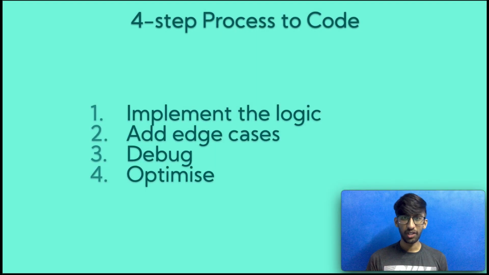To write the code for this, we'll be adopting this four-step process. First, we'll implement the logic, then add conditions for checking the edge cases, then debug if there are any errors, and optimize. It is perfectly okay to cry at any point in this process, and if it does not work, reiterate the same process all over again with a little bit more tears.